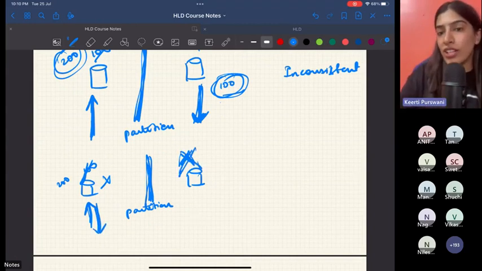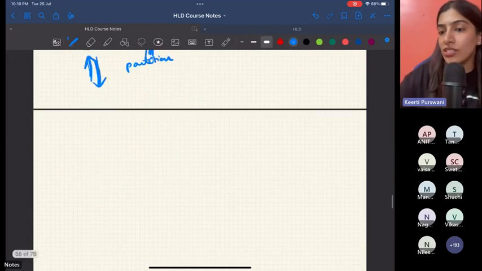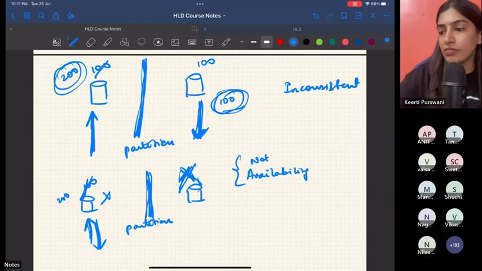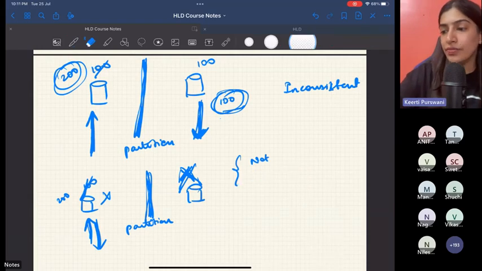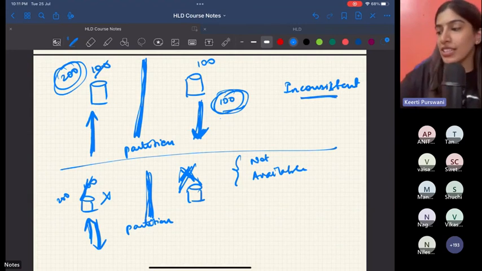So now what has gone for toss? I make sure that whenever I'm reading, I'm reading consistent data. But now my availability has gone for toss. So it is not available. In the first case, our system was not consistent. In this case, our system was not available.